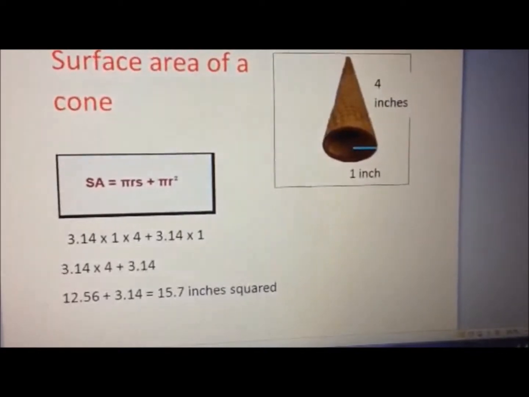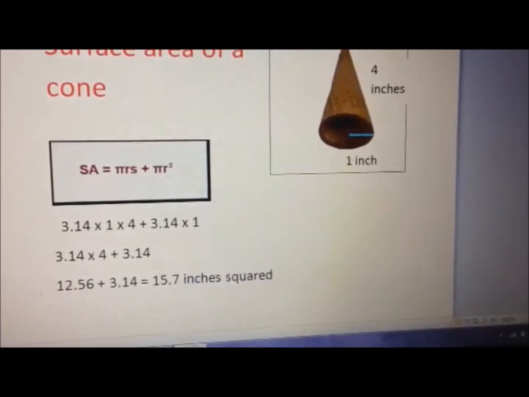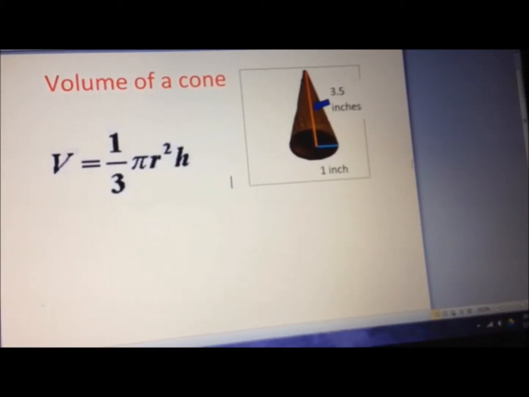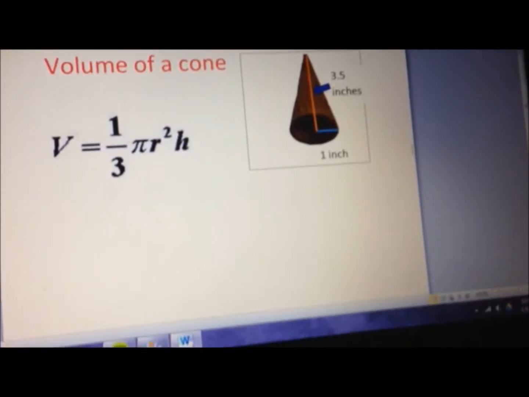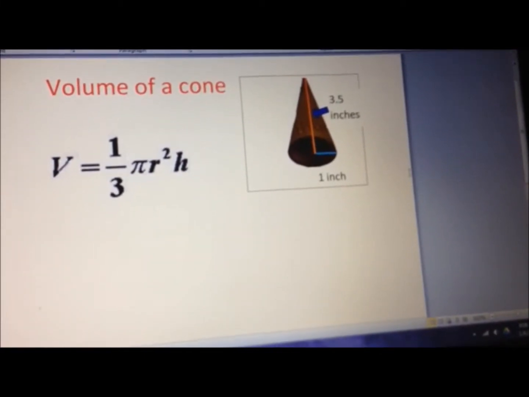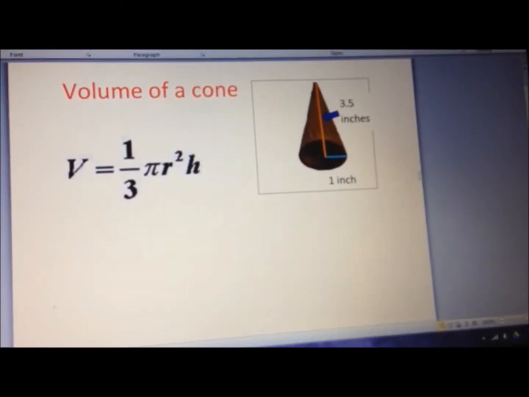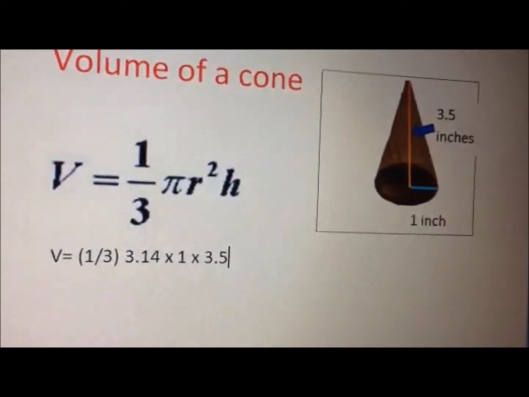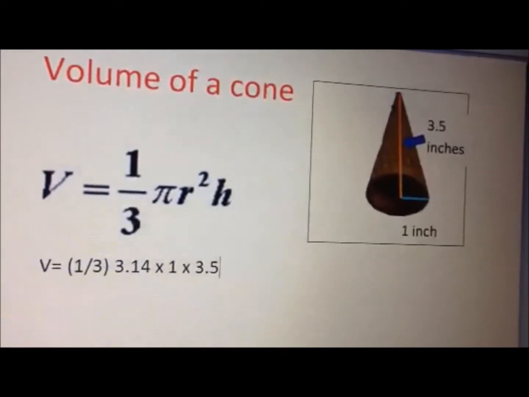However, remember this is only an approximate answer because pi is a rounded number, and especially using 3.14, it is rounded. The same cone has a radius of 1 inch, but since it's not the slant height, it's regular height, the height is 3.5 inches. And to find volume, you do 1/3 pi r squared times height. You always do squares first, but since 1 squared is still 1, you just put 1 down.